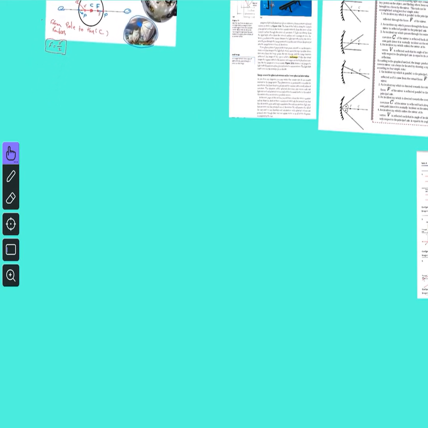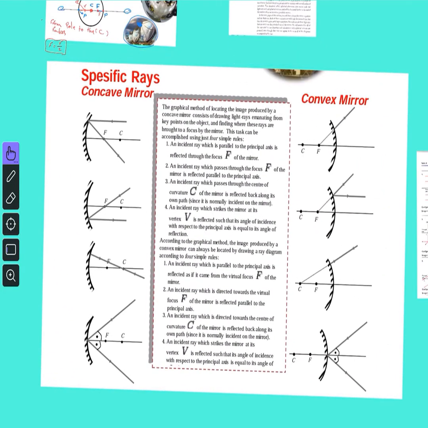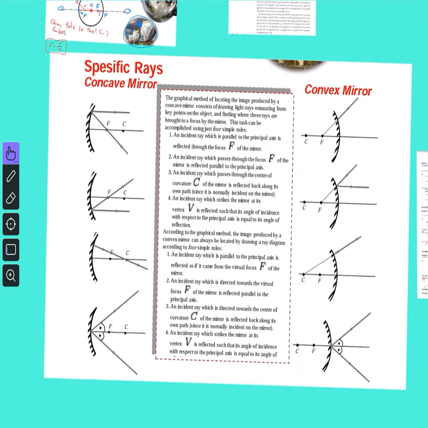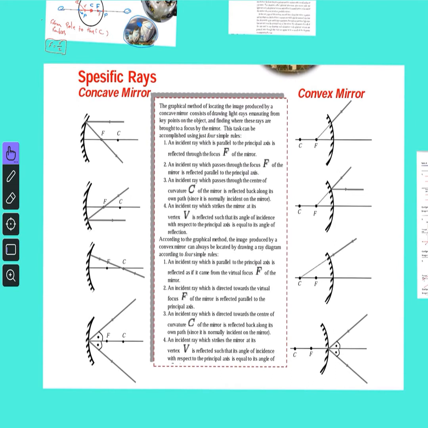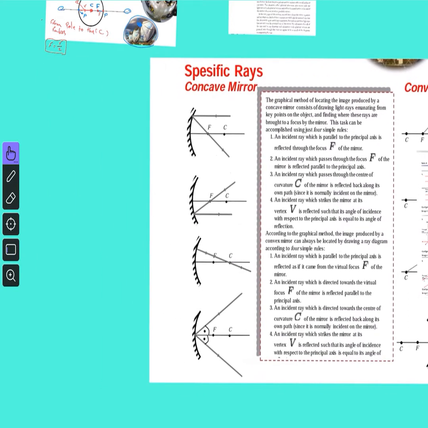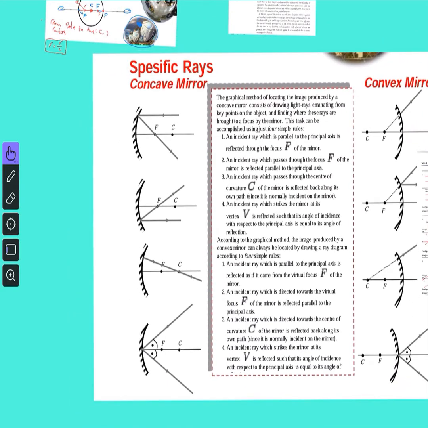Now let's get started. We have some specific rays for the mirrors. We will talk about the concave mirror, not the convex one. So, some properties of the concave mirror. This point is the focal point. This is the center. That is the pole. And that's the optical axis.